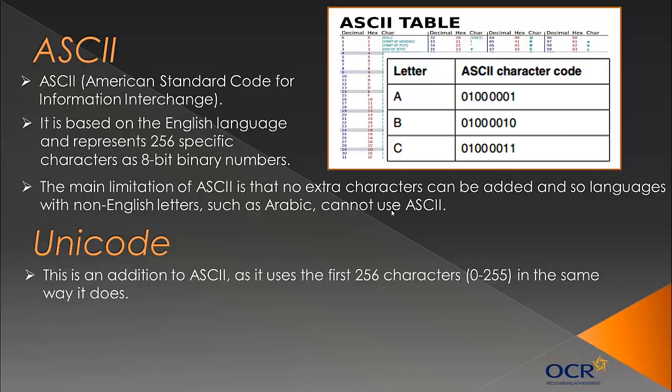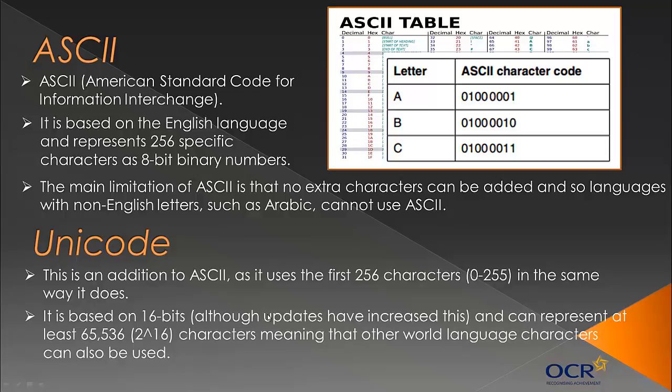Unicode is an addition to ASCII. It's like a developed version because it uses the first lot of characters that ASCII does. As opposed to 8-bit, it's 16-bit, so 2 bytes. This is 1 byte, although updates have increased this. Again, I had this originally at 32 bits, which I believe is the latest update, but your exam board said 16 bits in one of the exam papers, so I'll go with that. And that means it can represent at least 2 to the power 16 characters, because we go 2 again and again up until 16, and that's over 65,000. And at 32 bits, I think it's over 1 million, so quite a big difference.